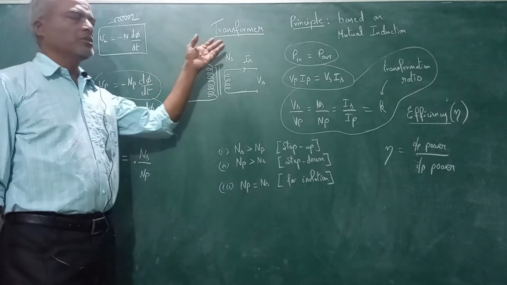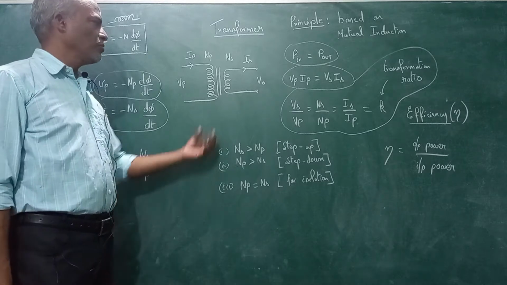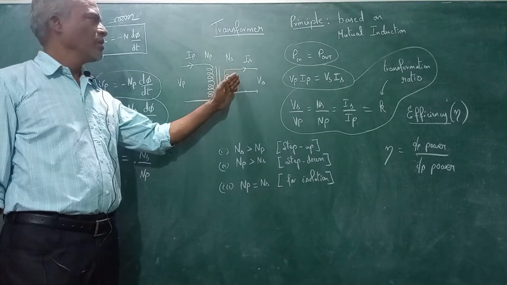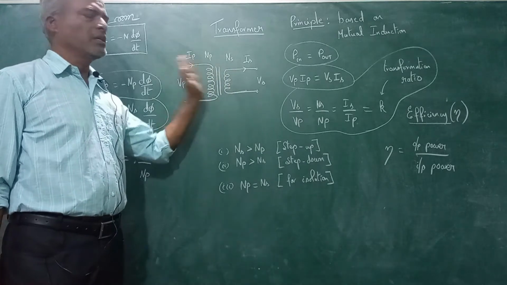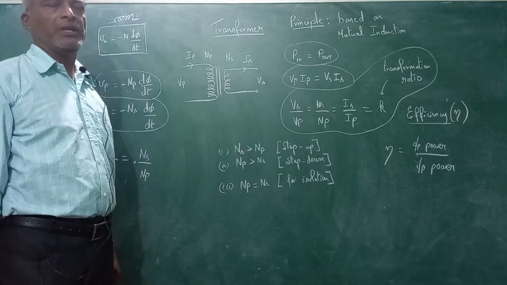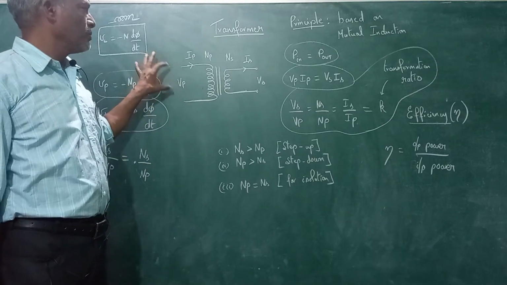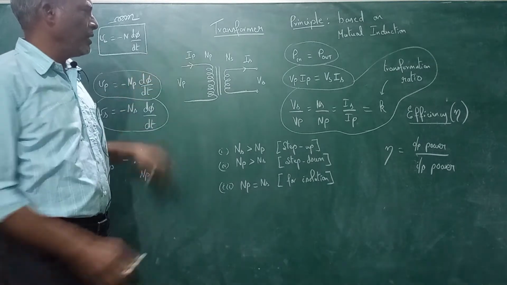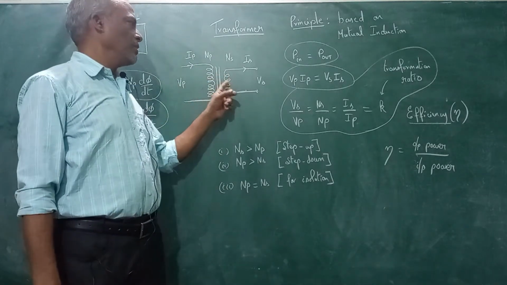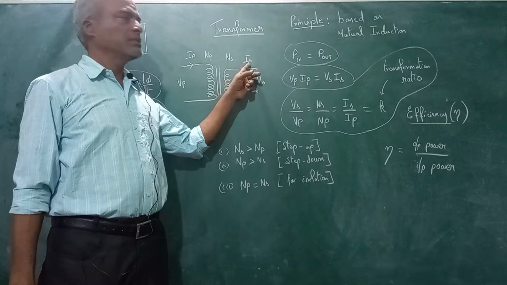So today's topic is about the transformer. In a transformer we have two windings, primary winding and secondary winding, and both the windings are isolated. It is only coupled through the magnetic field. The current flowing in the primary winding is IP. The current leaving out of the secondary winding is IS.